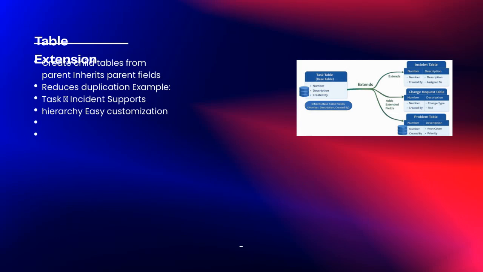Let's talk about creating child tables from a parent table. This approach allows you to inherit parent fields, which helps reduce duplication and keeps your data structure cleaner. For example, if you have a task table, you can create an incident table that inherits from it, reusing common fields while adding specific ones.